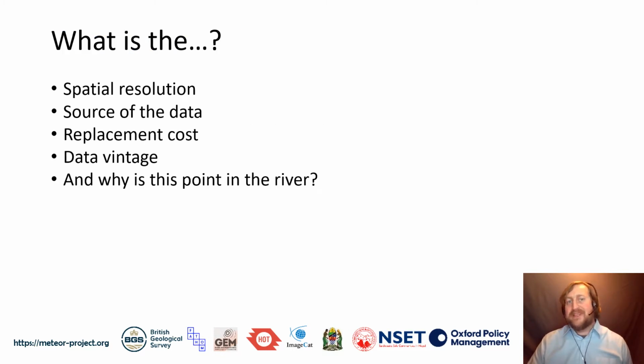First, let's briefly discuss the purpose of the exposure metadata. The metadata allows us to answer questions like, what is the spatial resolution of this exposure data? How can I access the source of this data? How is the replacement cost of this exposure data determined? How recently was this data produced, or the data vintage? And why is this point in the river? Or in other words, an explanation of any processing steps or limitations that may have introduced uncertainty in position or uncertainty in other aspects of the data.